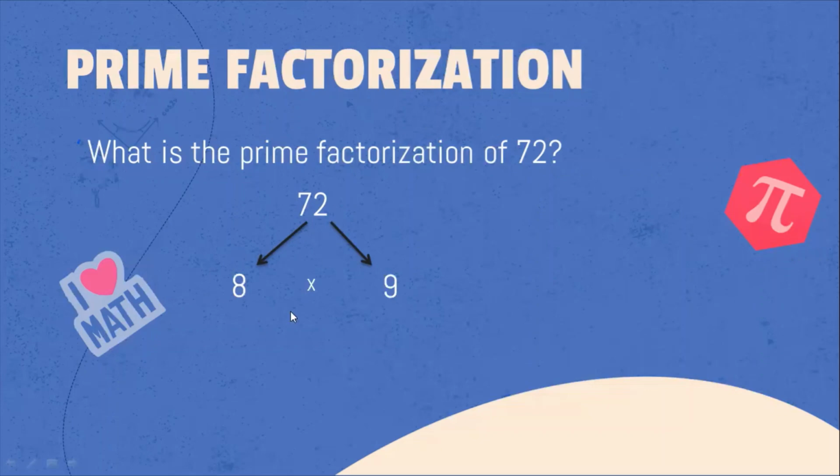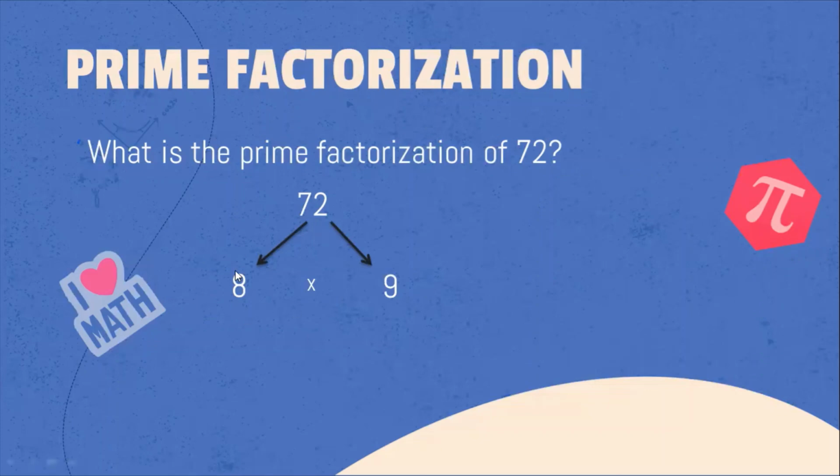We can have 8 multiplied by 9, that is 72. 8 is a composite number. It has other factors aside from 8 and 1. 9 is also a composite number. They have different factors aside from the number itself and 1.